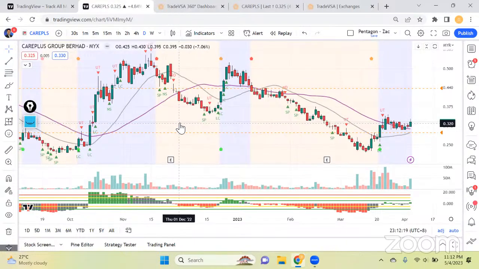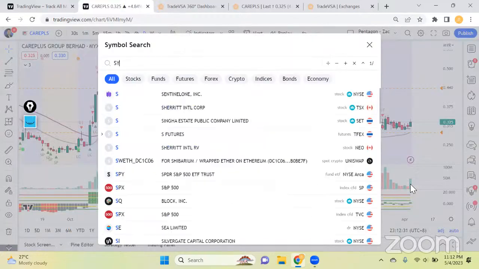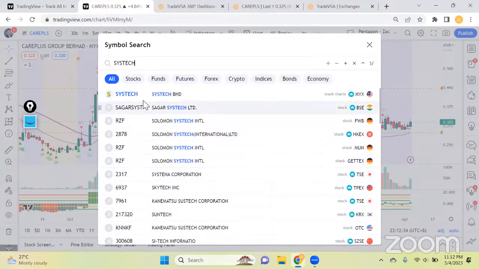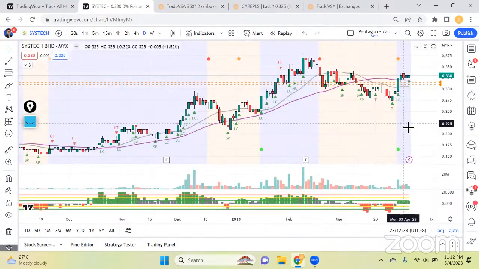So far I think the volume is pretty nice over here. Today increasing, personally for me I think it's a good sign. Lots of counters now after green Pentagon KSC are slowly coming back with some good volume. Systech is one of them. I think I did discuss with Nick as well on Systech.